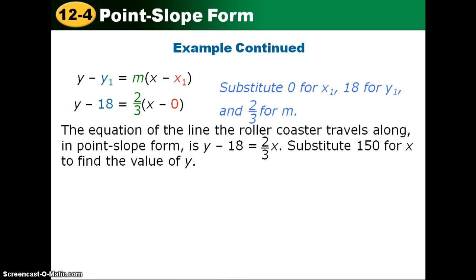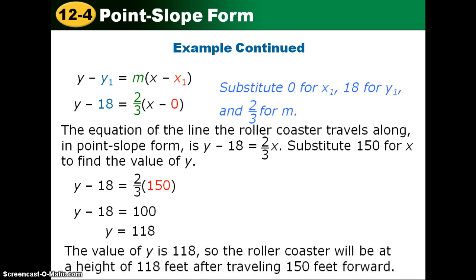The equation of the line the roller coaster travels along in point-slope form is given. Notice that the x minus 0 disappears because x minus 0 would just be x. Substitute 150 for x to find the value of y. The reason we're substituting the 150 in for x is because that's how far forward we're moving, and x would be moving forward on the horizontal axis. So we substitute that in, we multiply, and then we add 18 to both sides to get y equals 118. So 118 feet would be the height after you've traveled 150 feet forward.